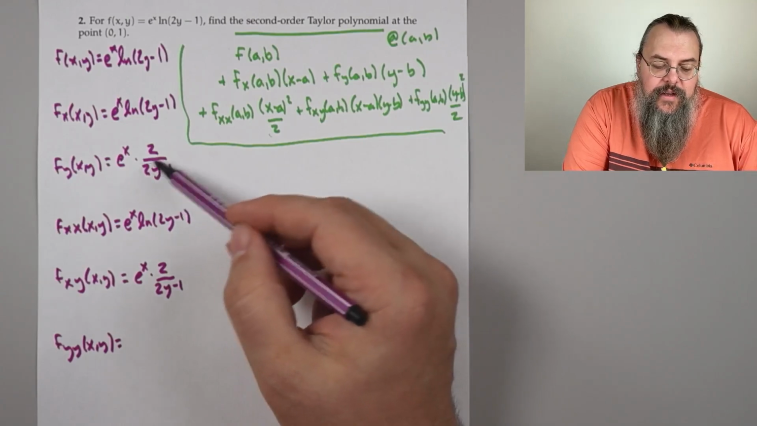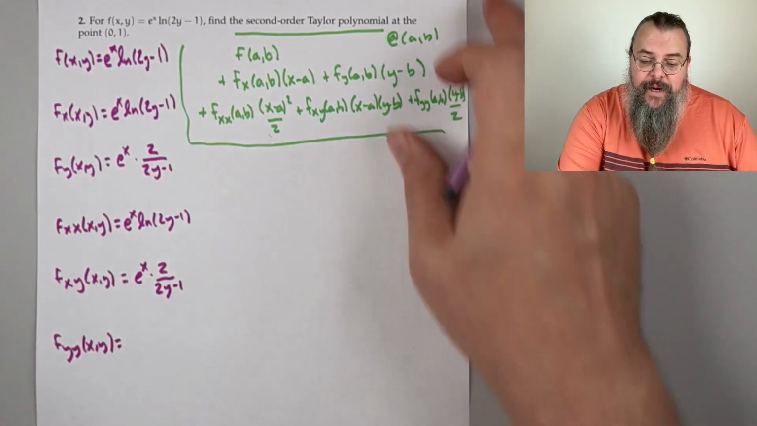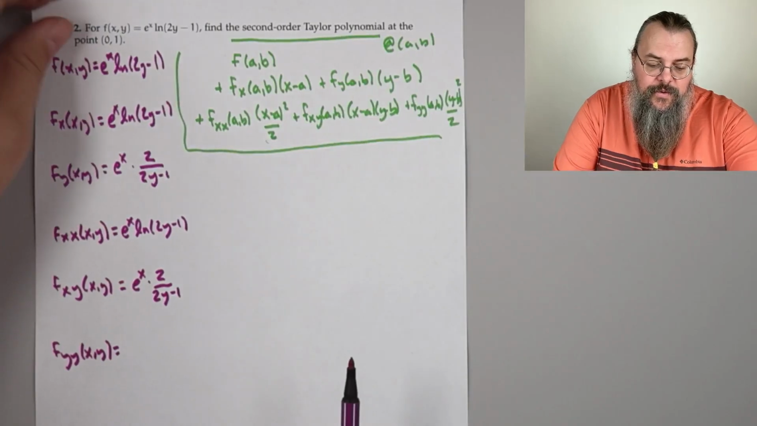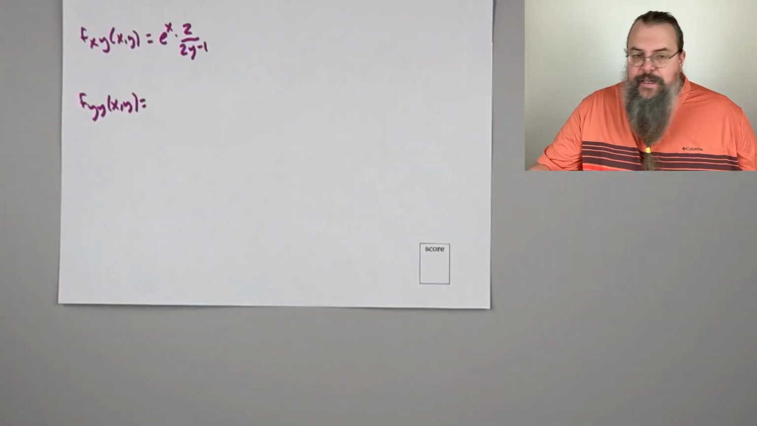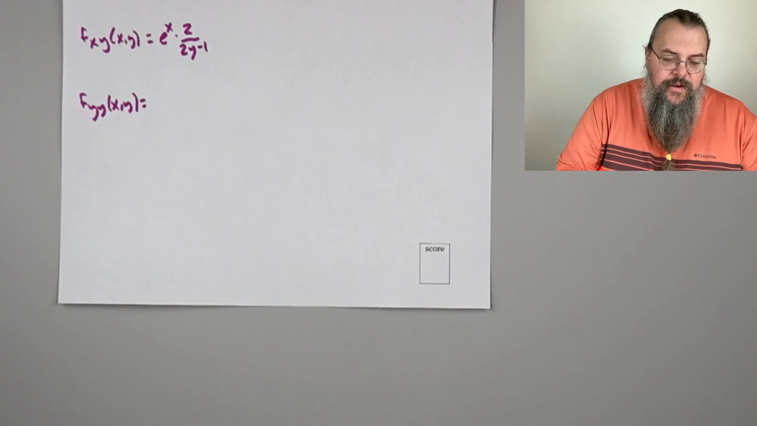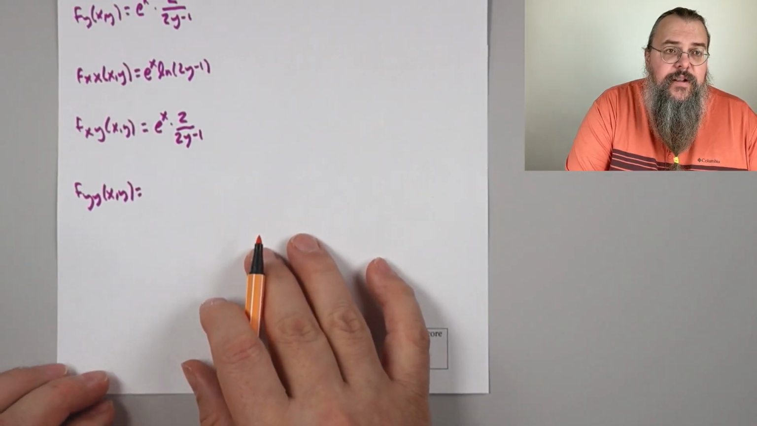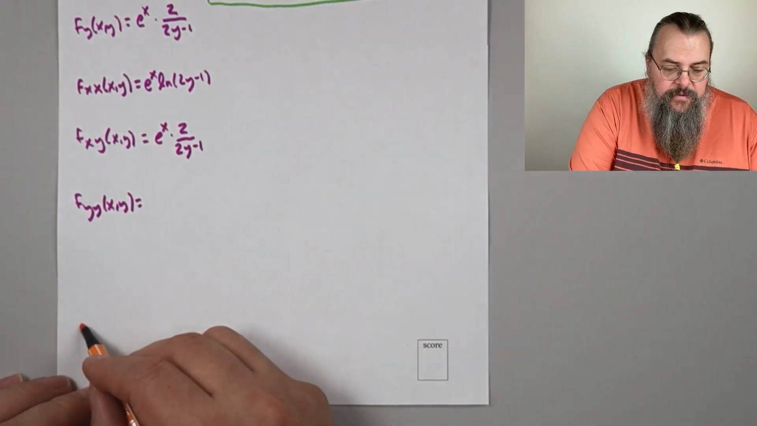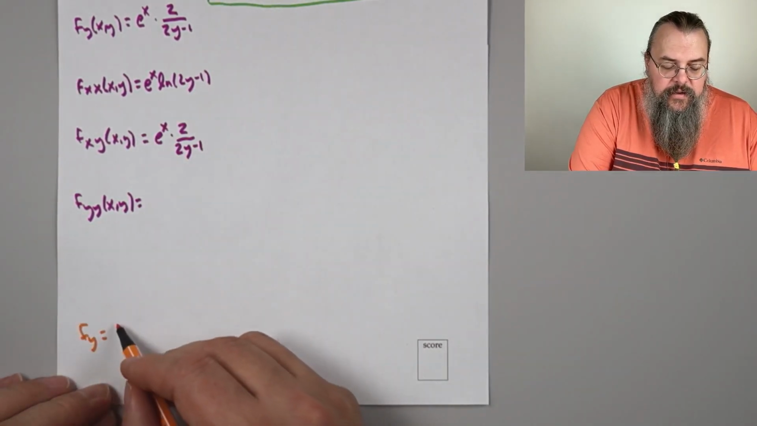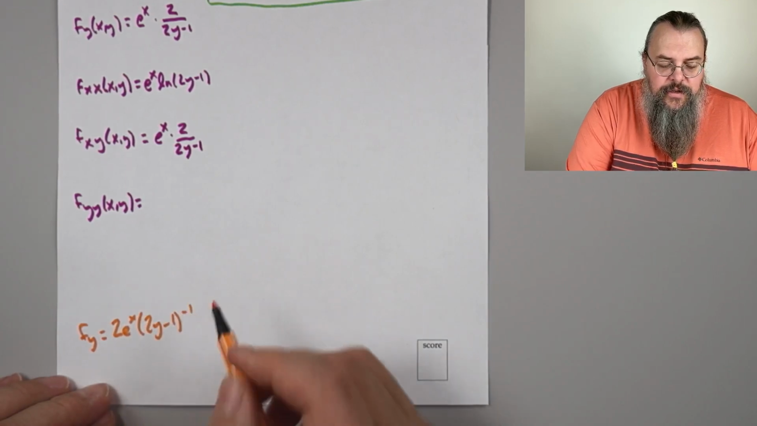Okay, so for this one, what happens? Well, you should think of this as 2y minus 1 to the minus 1 power. So let's do a little bit of work down here. We're going to move our page, give ourselves some space. So we're trying to take this derivative. I'm going to think of f sub y for a moment as 2e to the x times 2y minus 1 to the minus 1 power.